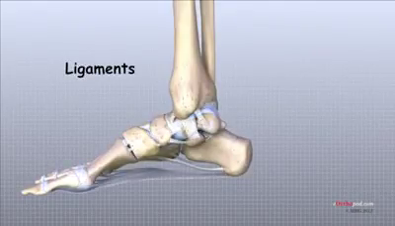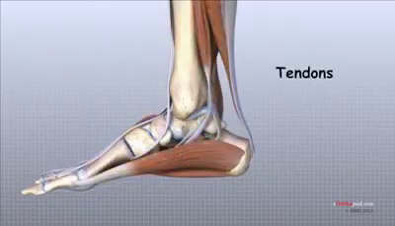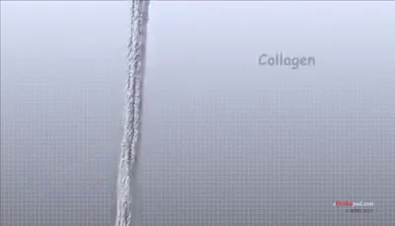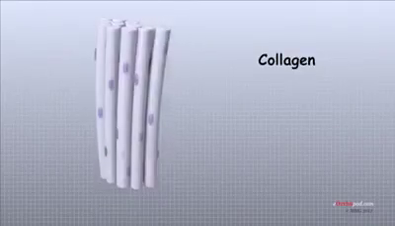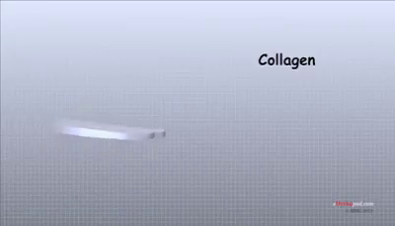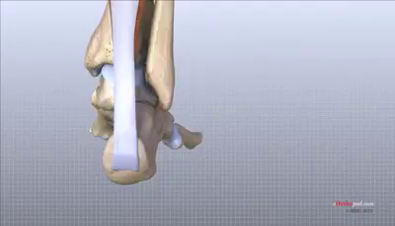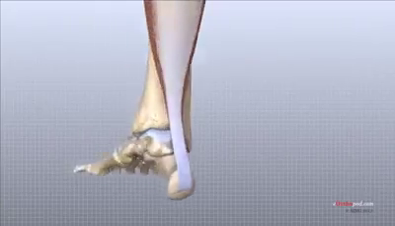Ligaments are the soft tissues that attach bones to bones. Tendons are soft tissue structures that attach muscles to bones. Both of these structures are made up of small fibers of a material called collagen. The collagen fibers are bundled together to form a rope-like structure. Ligaments and tendons come in many different sizes, and like rope are made up of many smaller fibers. The thicker the ligament or the tendon, the stronger it is.